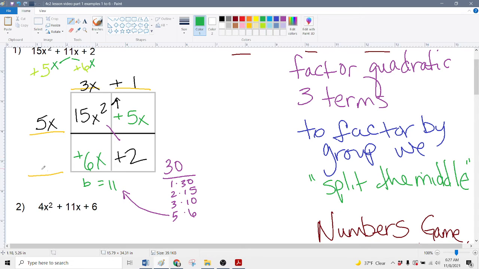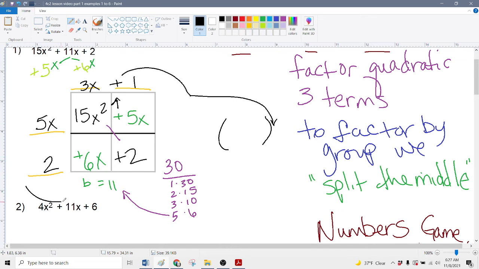The GCF for that bottom row then would be a 2, right? So the GCF for the bottom row is a 2. And now when we go through and double check, 3x times 2 is 6x. 1 times 2 is 2. Great. To write our answer, we'll take the top terms, and those will go in our second set of parentheses, like so.